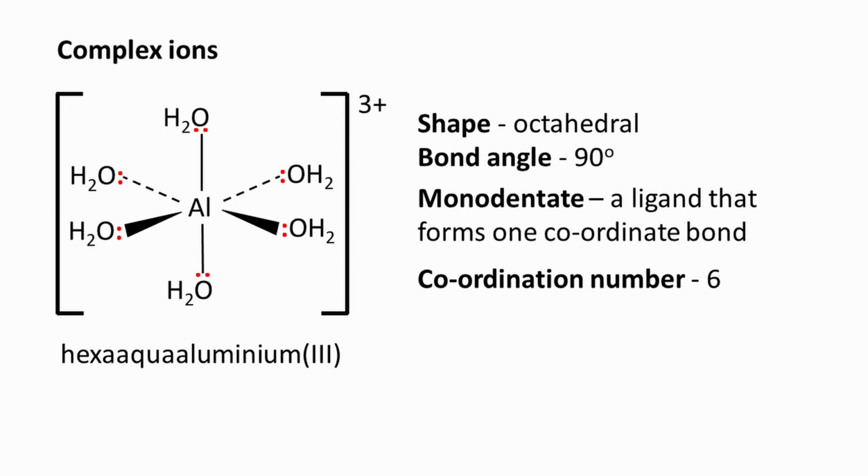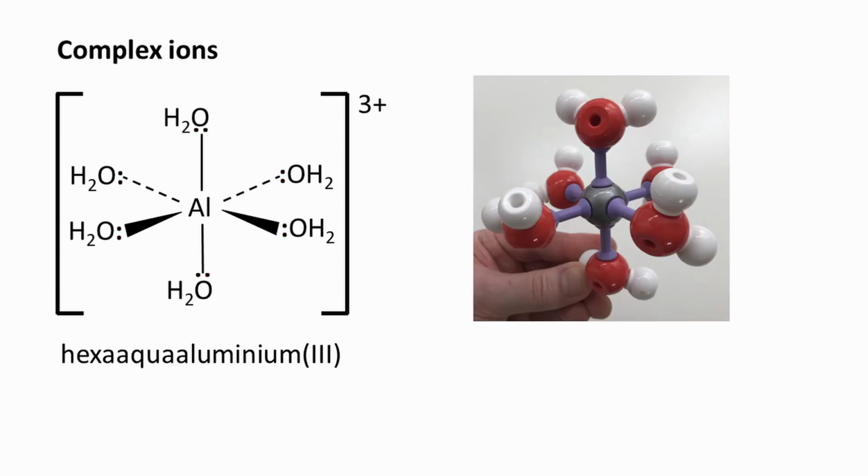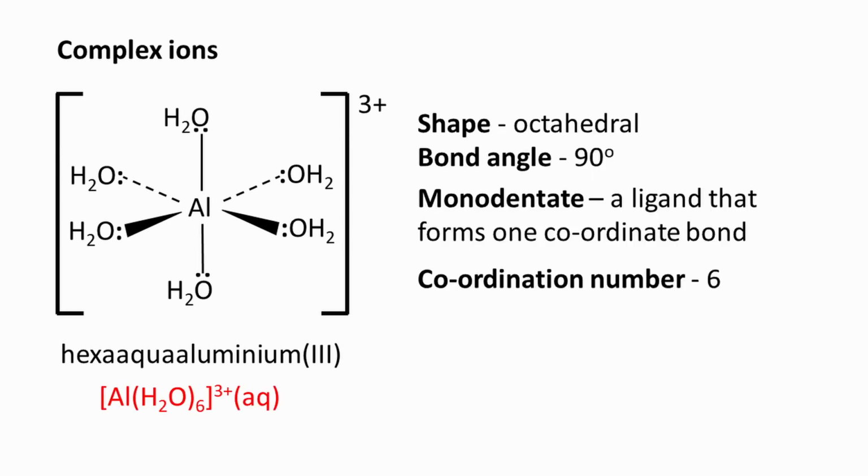A monodentate ligand is a ligand that makes one coordinate bond. The total number of coordinate bonds made to the central metal cation is known as the coordination number. The photograph on the right might help you to visualize what the 3D diagram represents. It is not necessary to show the three-dimensional shape when representing complexes like this in balanced equations. The chemical formula for this complex is given in red here beneath the name. The state symbol aq shows that this is an aqueous complex ion.